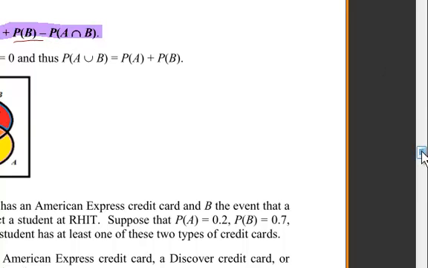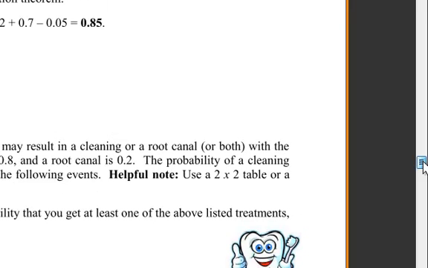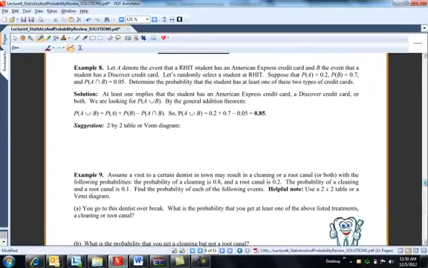So I have a couple of examples. Let A be the event that a Rose-Hulman student has an American Express card, and B, they have a Discover card. Let's randomly choose a student. Suppose the probability that they have an American Express is 0.2, and 0.7 that they have a Discover. The probability they have both is right here. So determine the probability a student has at least one of these two cards. At least one is the probability of A or B, so that's what we're looking for. Simply, I add probability A plus probability B and subtract off the intersection. That's a pretty easy case because you have everything given to you.